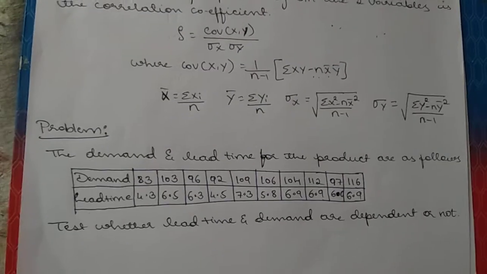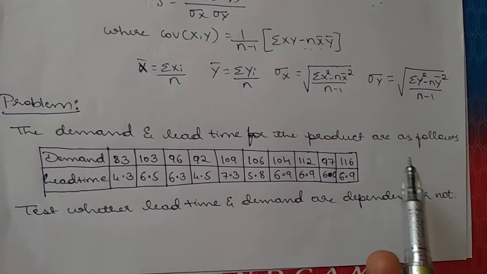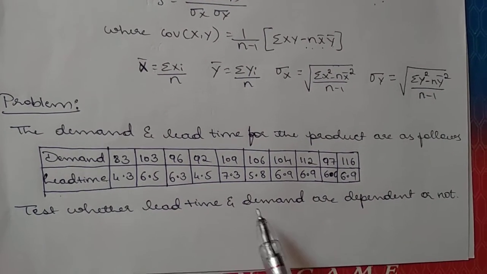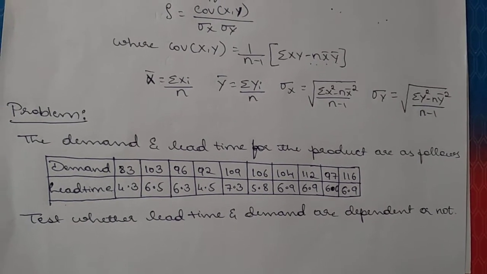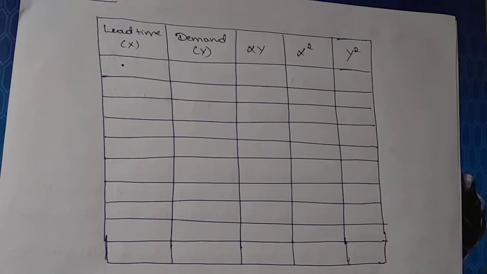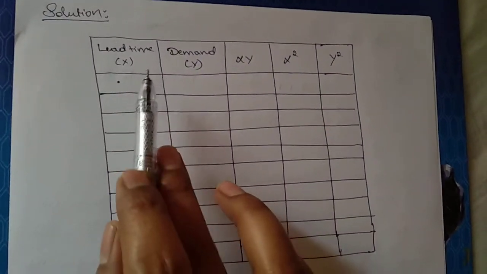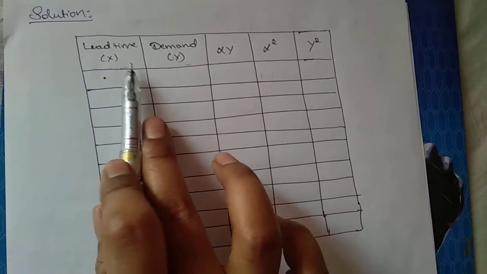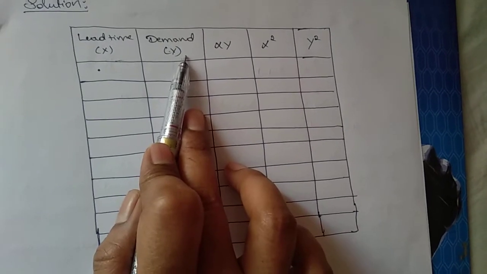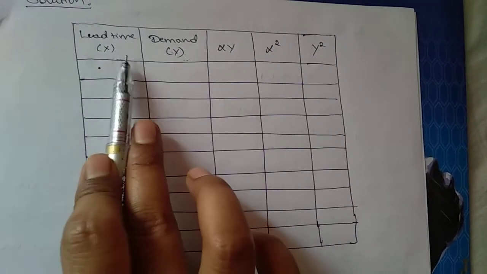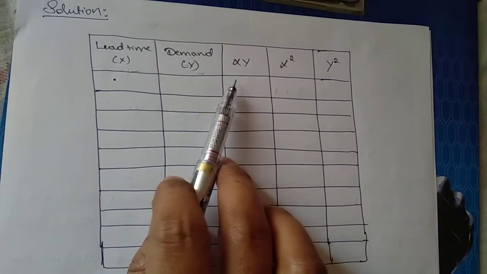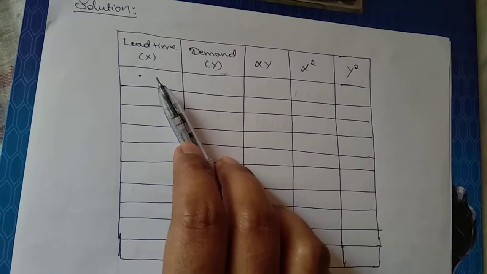Now we'll take the problem for this one. The demand and lead time for the product are as follows. Demand is given and lead time is given. Test whether lead time and demand are dependent or not. For that, in the solution, I'll take the table. I'll take lead time as x and demand as y. Vice versa is also the same. If you take demand as x and lead time as y, you'll get the same answer. No need to worry, you can take anything. But here I'm taking lead time x and demand y. Then xy is needed, x square is needed, and y square is needed.